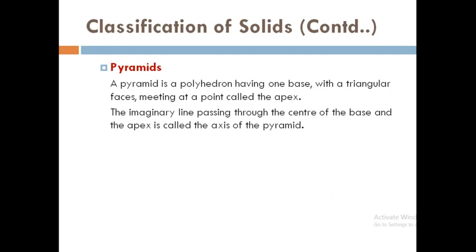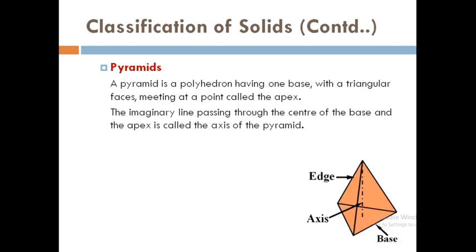The next type of polyhedra is the pyramid. A pyramid is a polyhedron having only one base with triangular faces meeting at a point called the apex. The imaginary line passing through the center of the base and the apex is called the axis of the pyramid. This sketch is an example of a pyramid, a triangular pyramid. The base is triangular in shape, surrounded by triangular faces, and all these triangular faces meet at a point called the apex. The imaginary line passing from the apex to the center of the base is the axis.